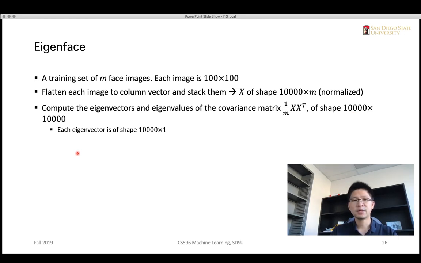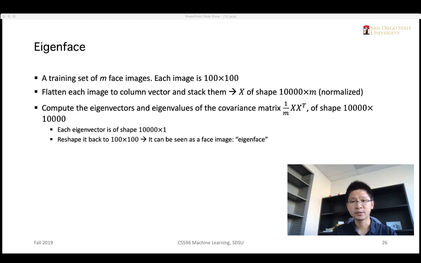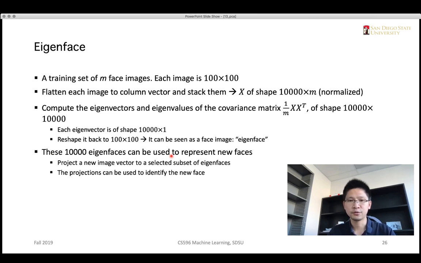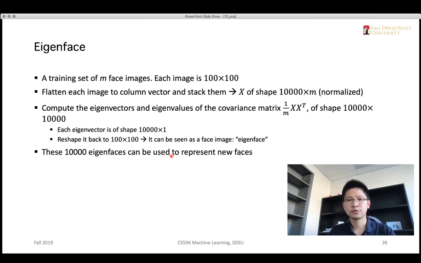And we can obtain the eigenvectors, and each eigenvector is of shape 10,000 by 1. And then we reshape the eigenvectors back to the 100 by 100 2D space, and then it can be seen as a face image, an eigenface. So this is called eigenface. And these 10,000 eigenfaces can be used to represent new faces. In theory, we don't need to use all of those 10,000 eigenfaces, because we just need to select the top k. And the top k is usually enough to represent new faces.